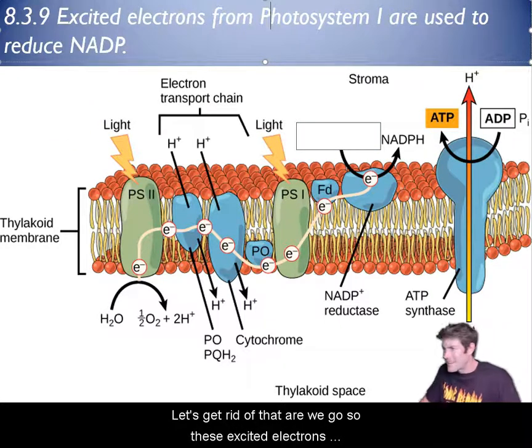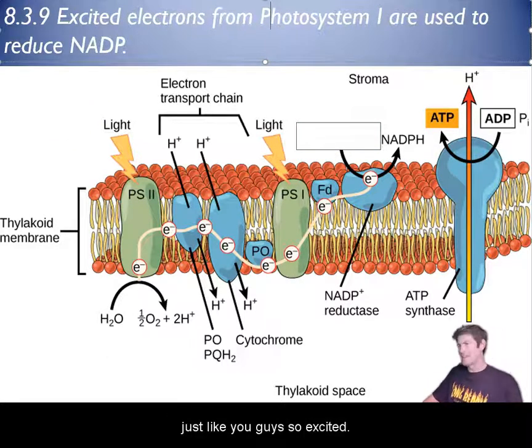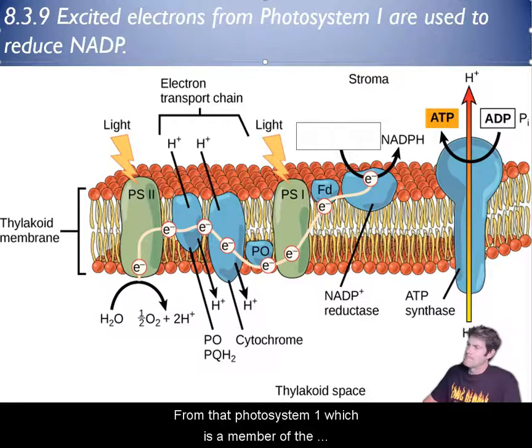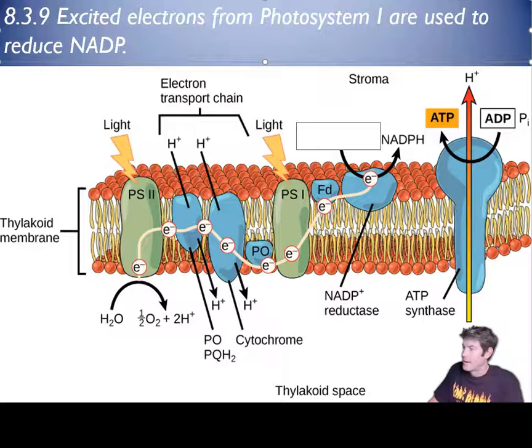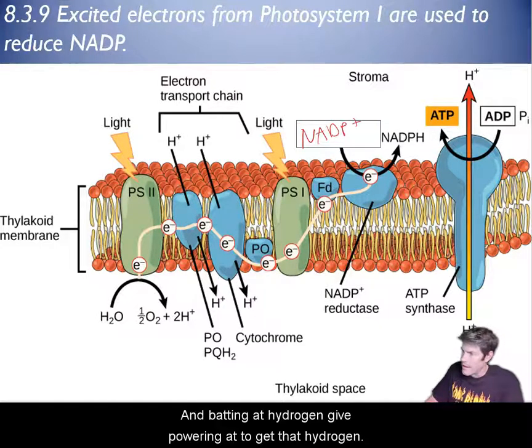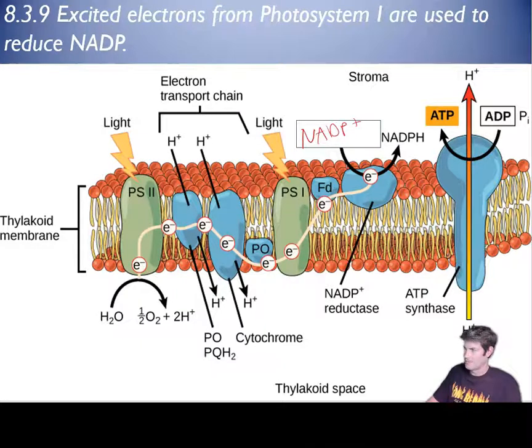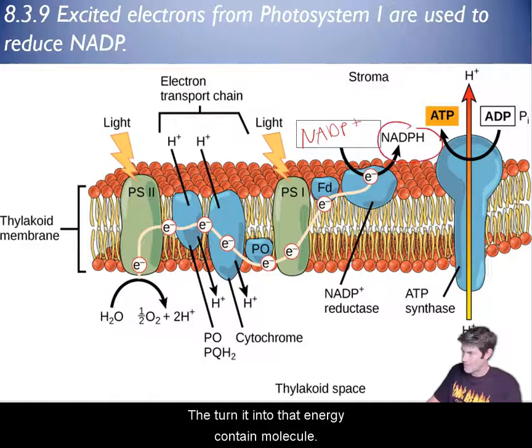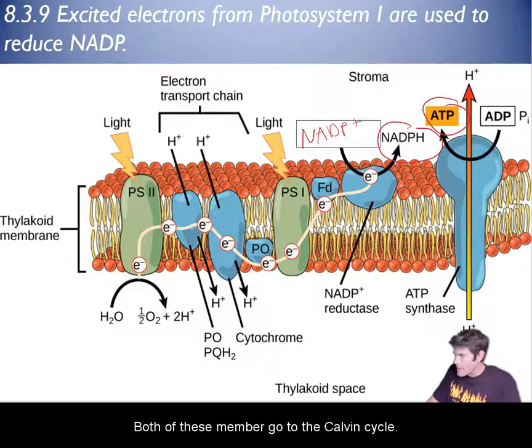There we go. So these excited electrons, just like you guys, so excited, from that photosystem 1, which is, remember, the second photosystem, taking that NADP plus and adding that hydrogen, powering that to give that hydrogen to turn it into that energy-containing molecule. Both of these, remember, go to the Calvin cycle.